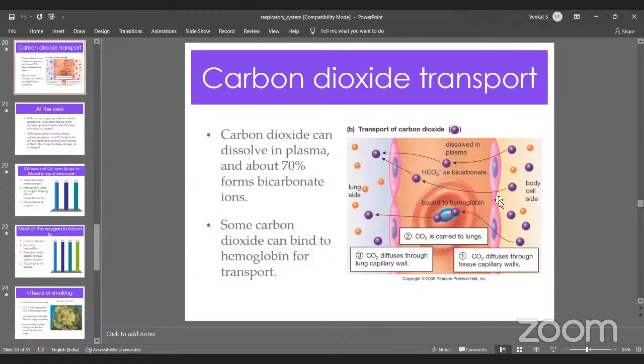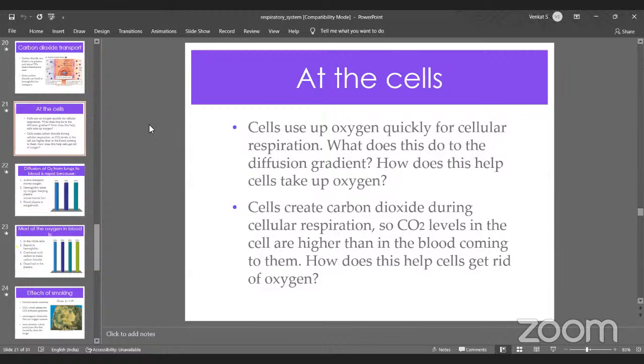So this is the difference between oxygen and carbon dioxide transportation. Carbon dioxide can dissolve in plasma, and about 70% forms bicarbonate ions. Some carbon dioxide can bind to hemoglobin for transportation. What is happening at the cells? The cells use oxygen quickly for cellular respiration.